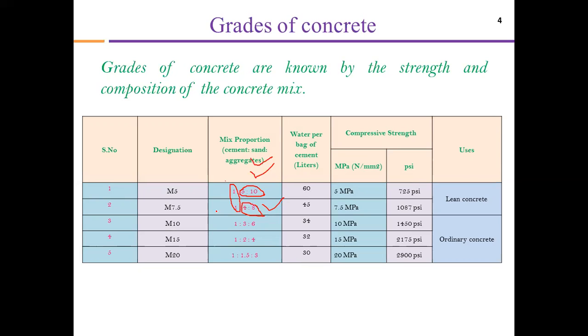Okay, so now what is the meaning of M5? In this, M stands for mix, okay, and 5 stands for the compressive strength. Like if I'm talking about M5, so 5 means 5 megapascal or 5 Newton per millimeter square. Okay, so that is the meaning of M5. Same goes for all other mixes.